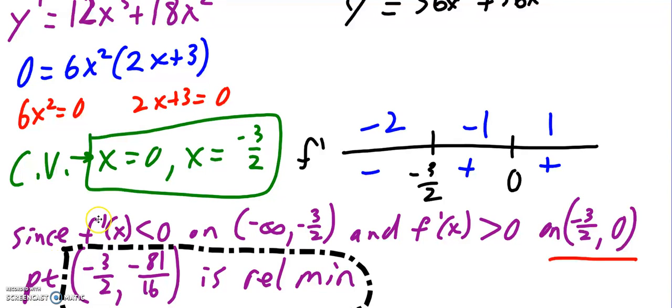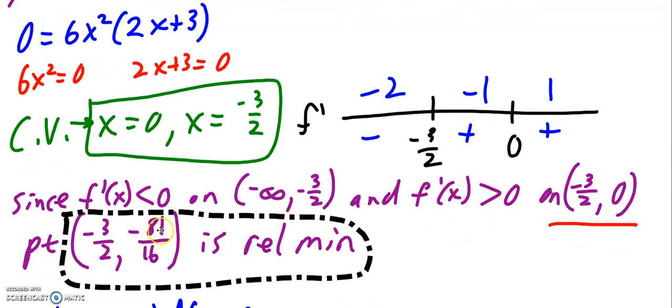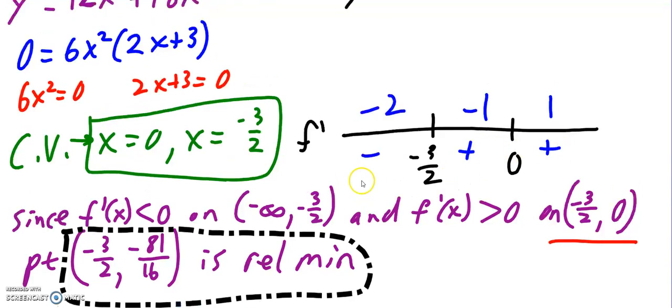Using my derivative speak, since f prime of x is less than 0 on -∞ to -3/2, and f prime of x is greater than 0 on -3/2 to 0, the point (-3/2, -81/16) is a relative minimum. The reason why I underlined this is, again, we talked about this, I think 2 lessons ago. Just because these both came out to be positive, now again, in this case, because this is a polynomial, it would have been okay if I said -3/2 to infinity, but that's something you want to be careful about. So it's just a good habit to say -3/2 to 0 and just stop it there.